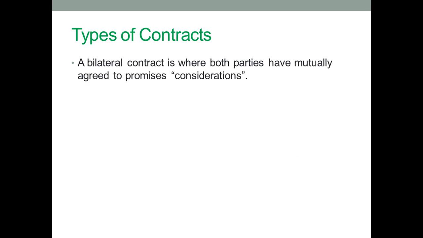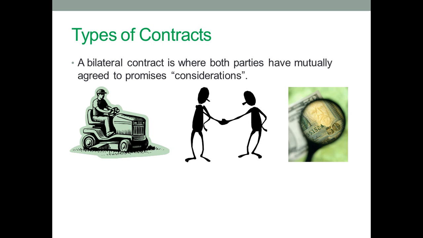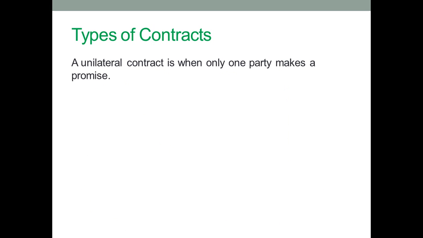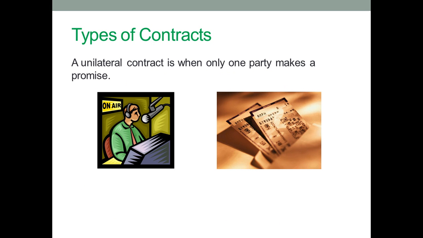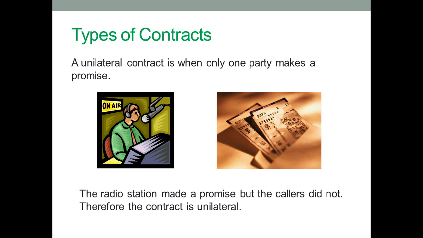Contracts can also be bilateral or unilateral. A bilateral contract is where both parties have mutually agreed to promise considerations. If Jim promises to cut Tom's yard for $50 and Tom promises to pay Jim $50, then they have both entered into a bilateral contract. A unilateral contract is when only one party makes a promise. An example would be if a radio station offered 2 game tickets to the first caller to answer a question correctly. There is no promise made by the person who wins the tickets.